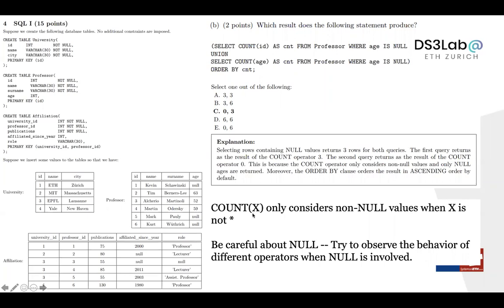So here, COUNT(x) only considers non-null values when x is not star. That is the corner case we really want you to know. Also look at how different scenarios behave for operators over null. So be really careful, and run this by yourself. If you get surprised and you don't know why, let us know. That's very, very important.